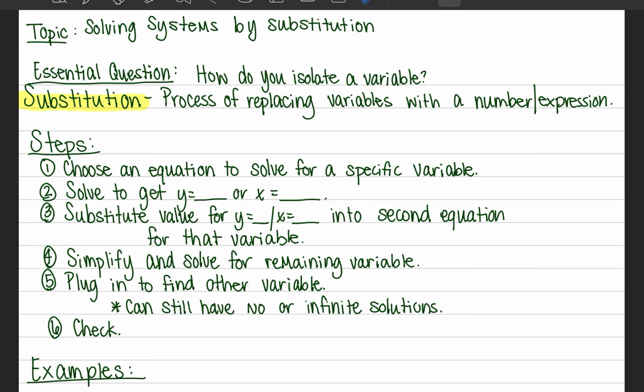Remember, if we're looking at those on a graph, no solution would mean that they are parallel lines and they never cross. If it's infinite solutions, that's when they are the exact same line. So it is possible when we're doing this by substitution, just like when we're graphing, to have no or infinite solutions. Once we're done, we can always check our solution by plugging in our x and y value that we found and making sure it makes a true statement.